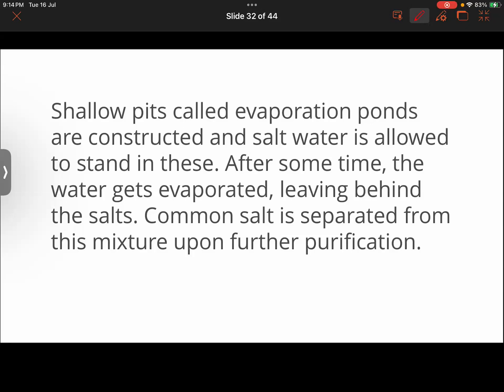Shallow pits called evaporation ponds are constructed and salt water is allowed to stand in these. After some time, the water gets evaporated, leaving behind the salts. Common salt is separated from this mixture upon further purification.